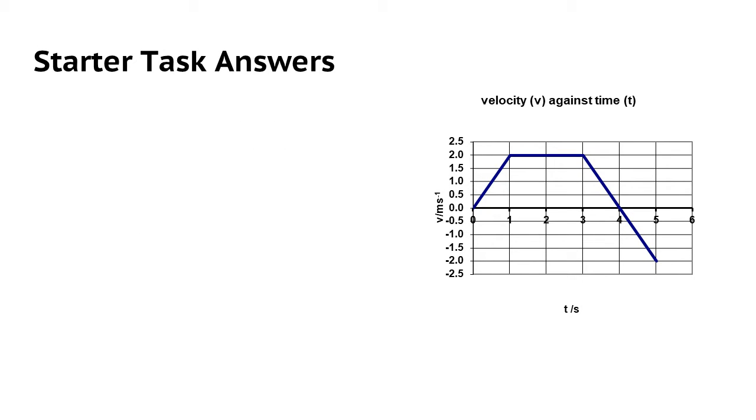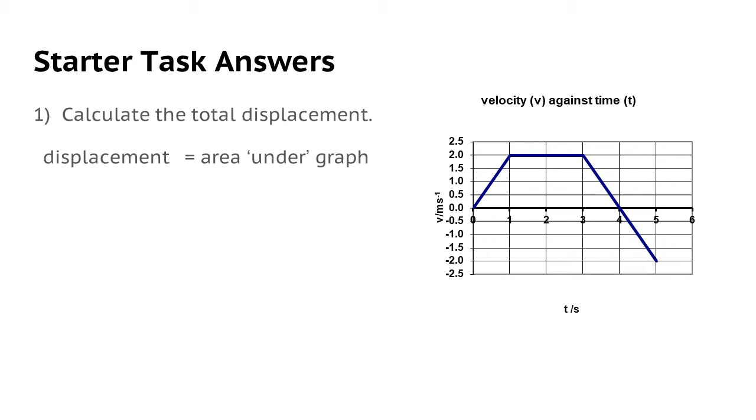Okay, this should not by now be very familiar to you, especially the first part, calculating the total displacement. The first thing we do is we get the area under the graph. We've got 4 areas here. Broadly speaking, we've got area 1, which is this triangle here, area 2, which is this rectangle here, area 3, this triangle here, and area 4, this triangle at the bottom.